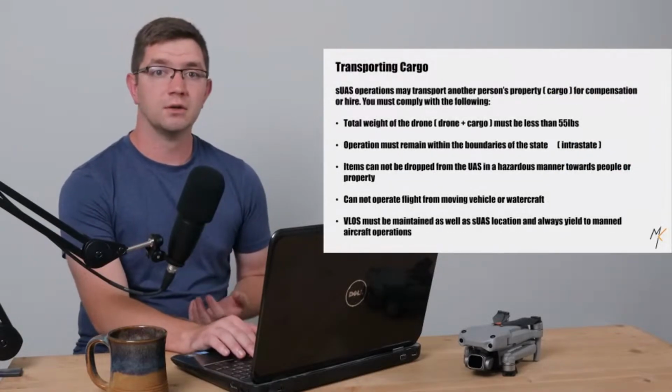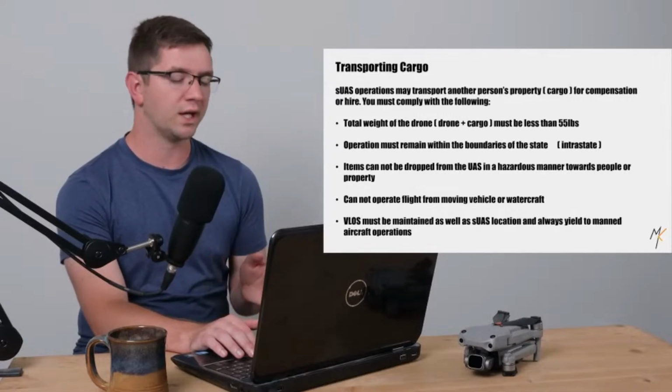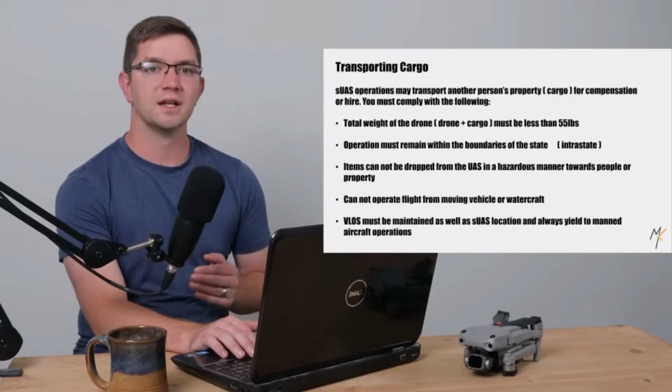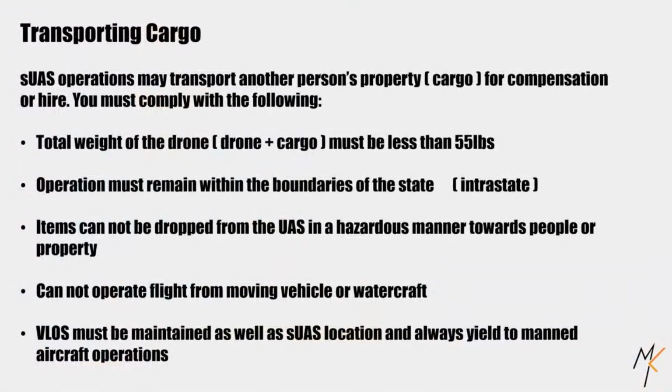Now, we are allowed to deliver cargo with our drones, but there is a catch. Your drone can only weigh less than 55 pounds, and that is the weight of the drone plus the cargo combined. You have to perform the operation within the state that you're flying it in, and you cannot drop the cargo from the drone in a hazardous manner. Of course, you also have to maintain a visual line of sight. And these are all the same rules and regulations Amazon and Walmart are trying to sort out with the FAA so they can deliver goods with drones. But so far, even now, it's an uphill battle.